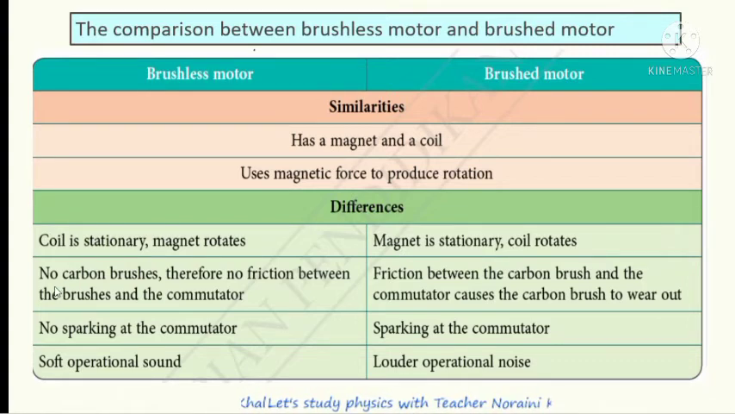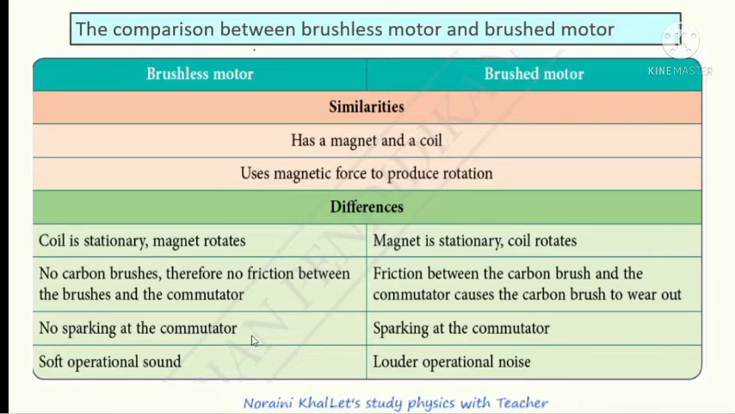The second one, for brushless motor, no carbon brushes, therefore no friction between the brushes and the commutator. For the brush motor, there will be friction between the carbon brush and the commutator, which causes the carbon brush to wear out. So we need to replace it after some time.